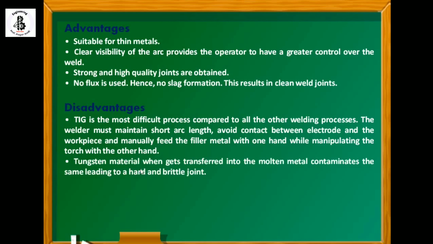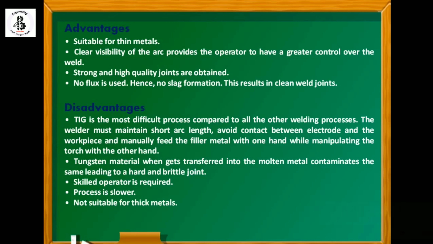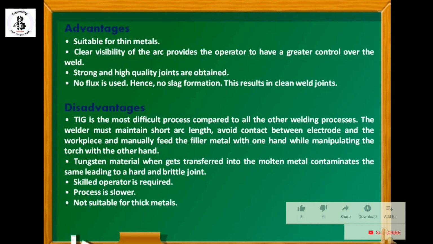The tungsten material, when transferred into the molten metal, contaminates it, leading to hard and brittle joints. As we already discussed, a skilled operator is required for these manual operations. The process is slower because tungsten is used as a non-consumable electrode. It is not suitable for thick metals, because thicker materials require a large amount of filler material to fill the gap between the base metals.